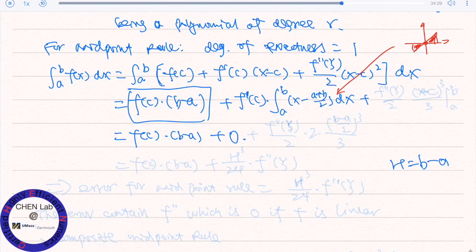Of course, we still have the last one, which is f double prime over 2 of the integral of x minus c squared. The antiderivative is x minus c cubed over 3, from a to b. The second term is x minus c squared over 2 from a to b. You plug in a and b, you get the same guy. You subtract each other, get 0. Integration from calc 1. And for the last one, we have f double prime xi over 2.